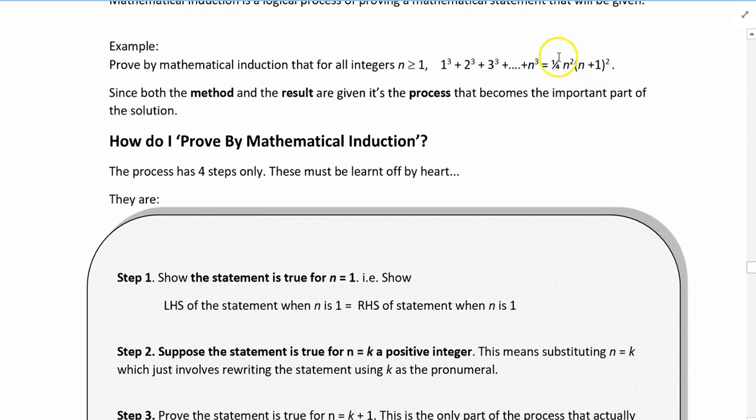Where did this come from? It doesn't matter. We don't have to know it. We will be given this. What we have to be able to do is show that this statement is true, like you've heard me say, maybe for up to k, and then prove it true when we've got k plus 1.